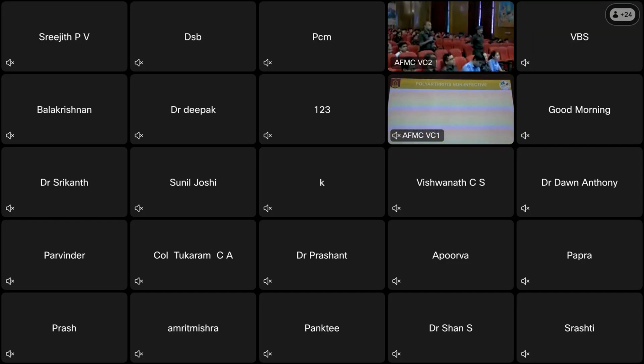So the non-infective causes of polyarthritis. Rheumatoid disease, rheumatoid arthritis. Psoriatic arthritis. Osteoarthritis.